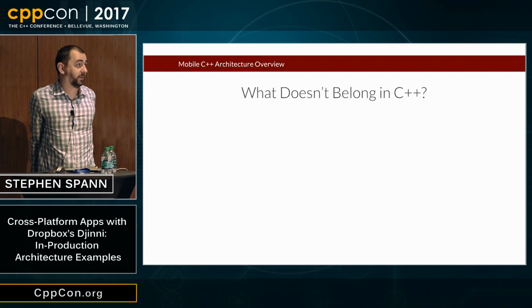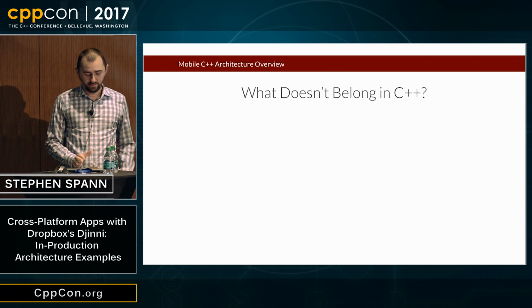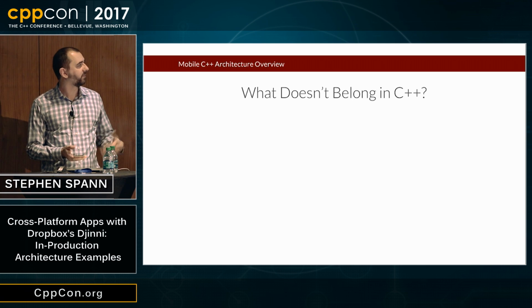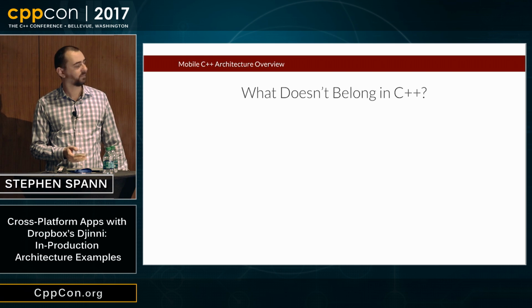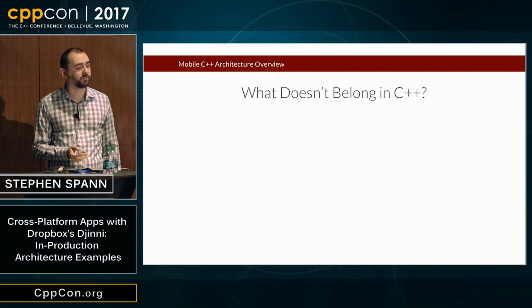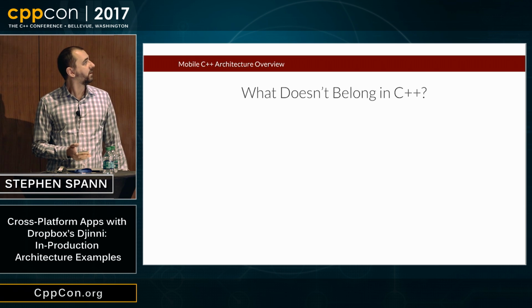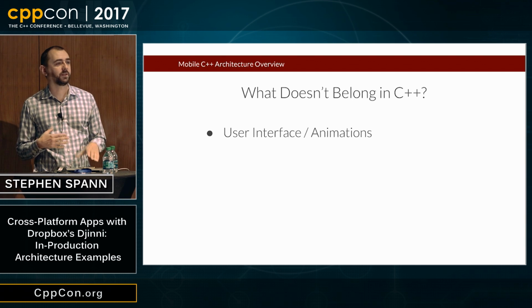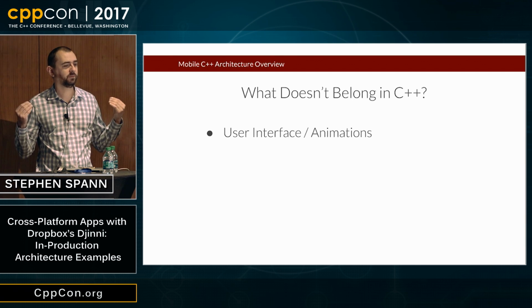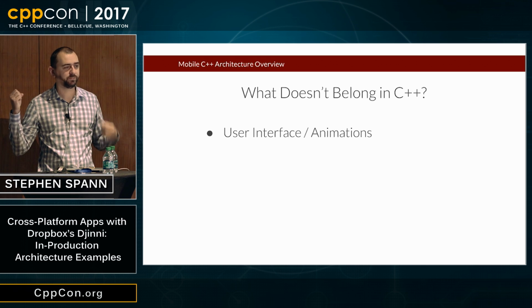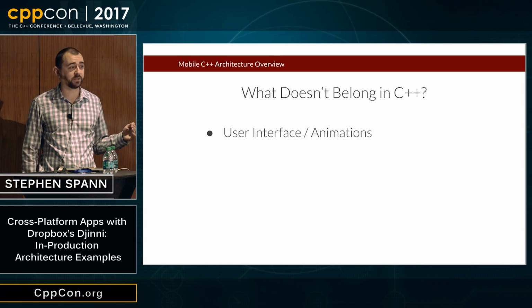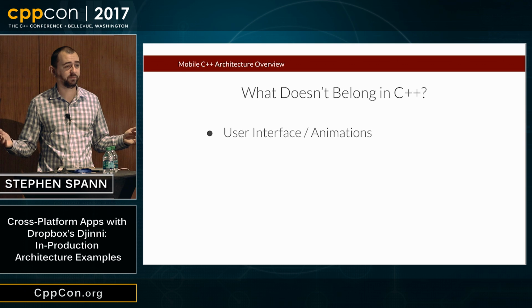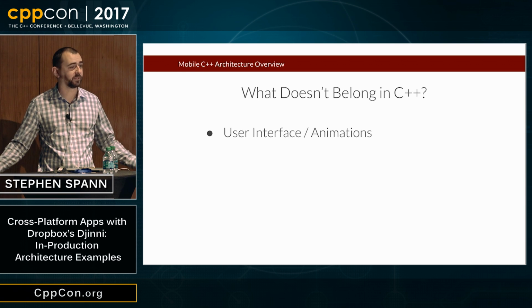So now, what doesn't belong in C++? This is sort of my opinion. I know that some of these things could go there, but user interface and animations: I actually like to use the native iPhone tables and the Android tables. The platforms spend a lot of time making those really smooth and animated, and I'd just assume keep that.